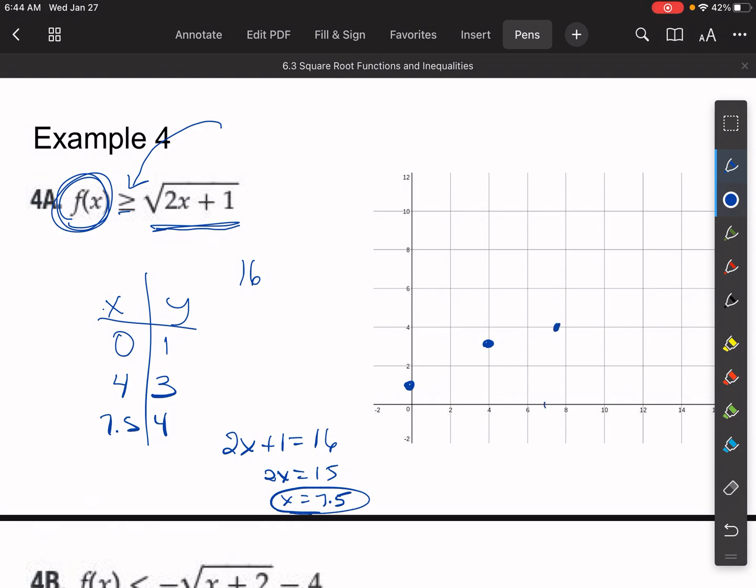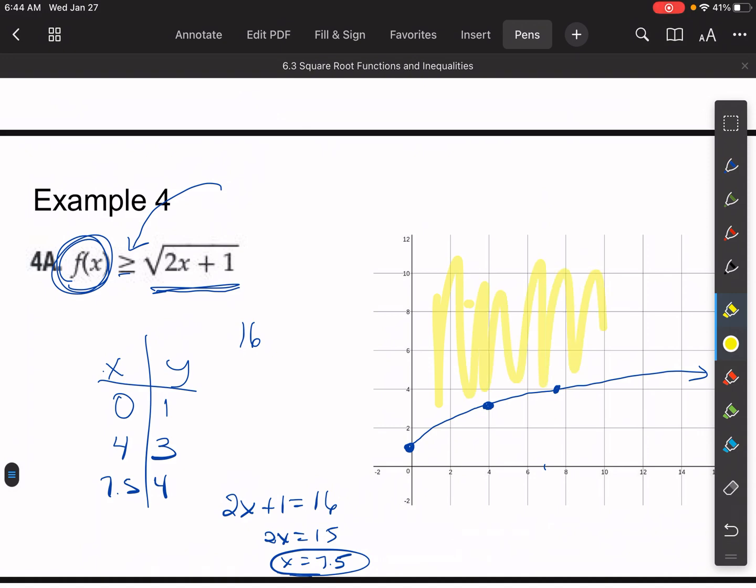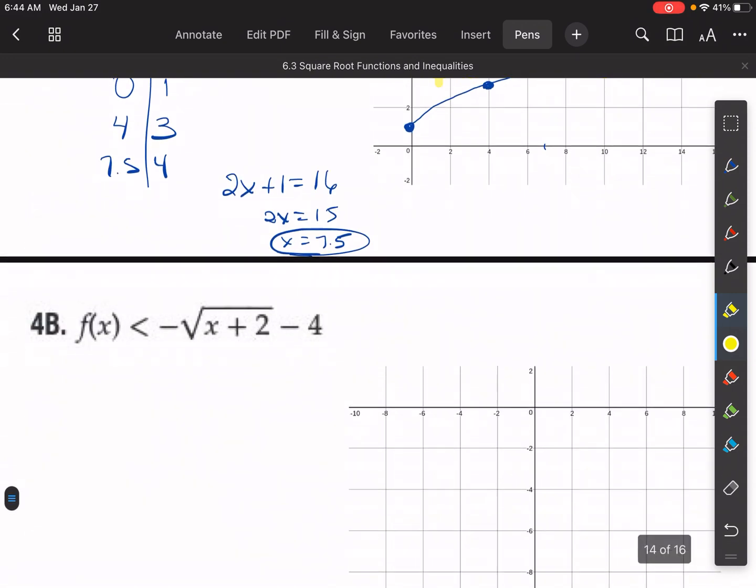That should be enough. Now, I'm going to connect this with a solid line. And then since the y values are bigger than this thing, I'm going to shade up above. So that's example 4.